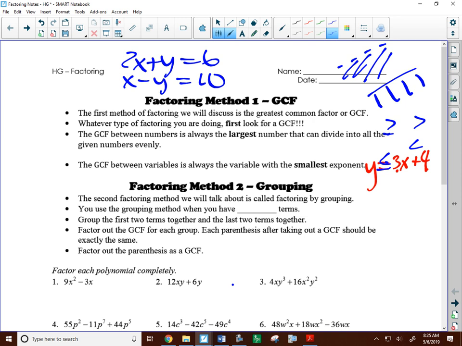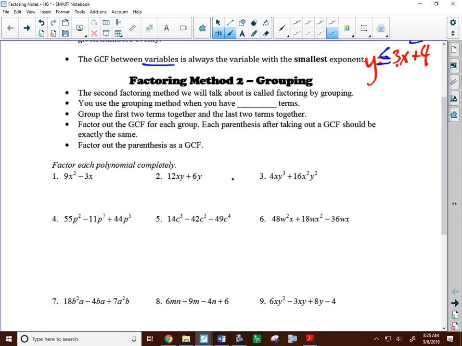All right, so GCF is what you should look for first. It's always the largest number that can divide into all the given numbers, both number and, I should say, variable. Variable with the smallest, yeah. So if there's variables in there, it's always the variable with the smallest exponent, and then the largest number that you can divide in. So we'll see those in a minute.